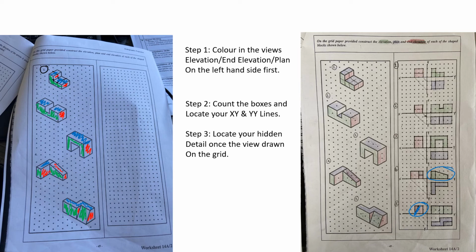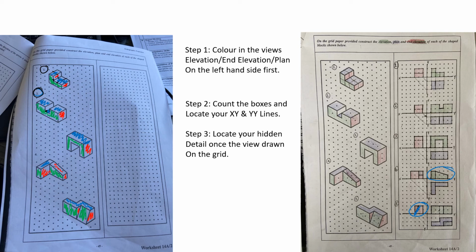Count the boxes, locate your XY lines and your YY lines. Again, that might be easier if you did that on a waste piece of paper first. Just a small thing with question number 2 there. They left out a line there for that little trench going across. So that's just going to result in another little surface there in blue. Okay, so do that all the way down.